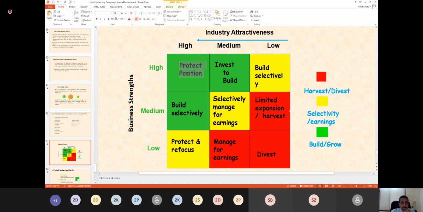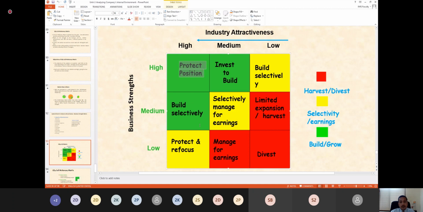Second position is invest to build. Herein you will see the industry attractiveness is medium, and the business strengths we have are very high. We have high business strengths, but the industry is medium attractive. So we can invest so as to build the market for the particular business.